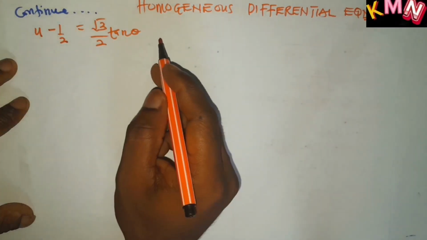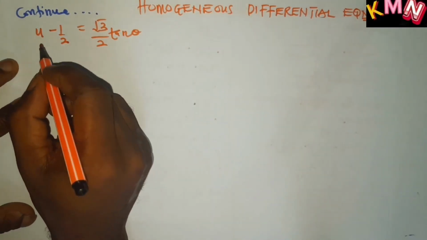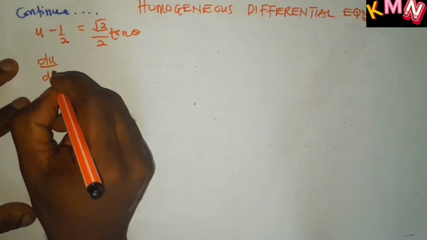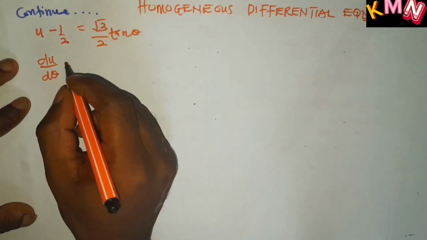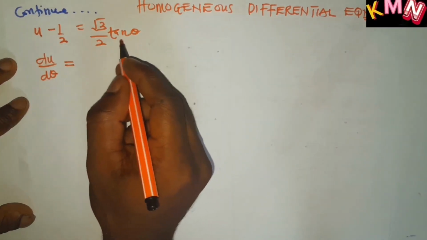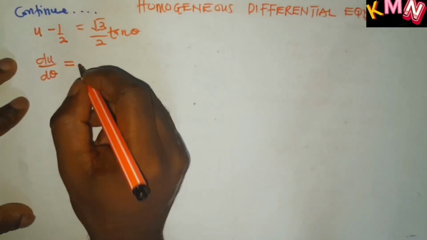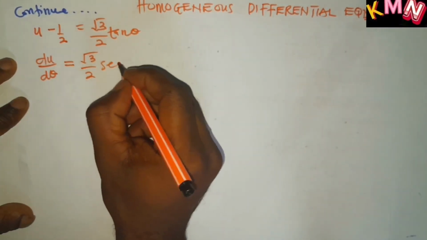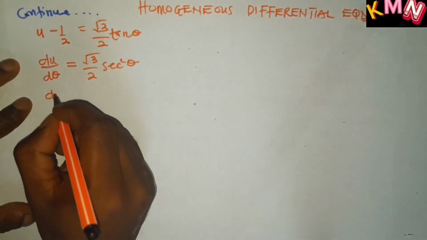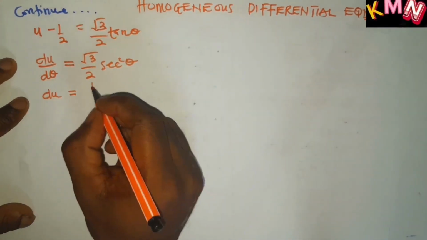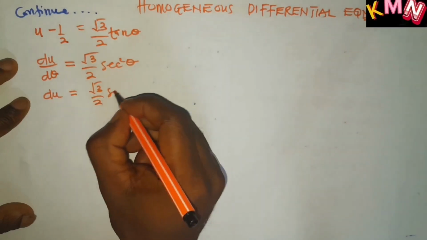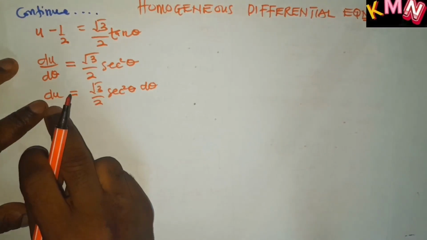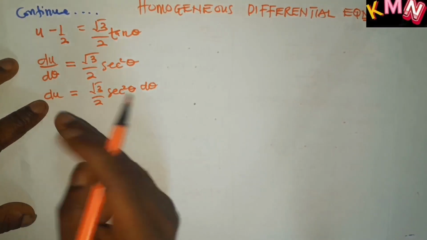Now we need to find the derivative of this. So when we differentiate this with respect to theta, we are going to get du d theta, and then we differentiate this, the constant goes to 0, equals, now when we differentiate tan theta, we are going to get root 3 on 2 sec square theta, so our du will be equal to root 3 on 2 sec square theta d theta. We have the du. We can back substitute.